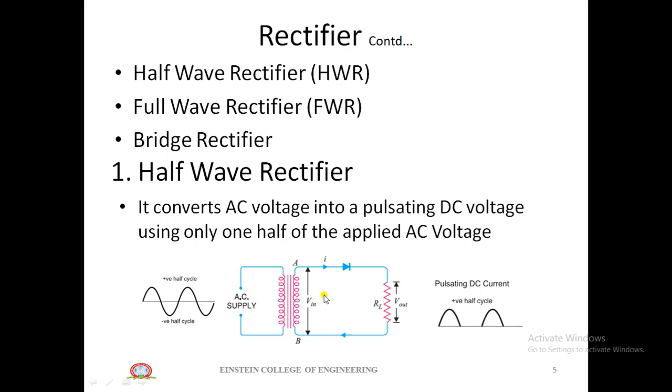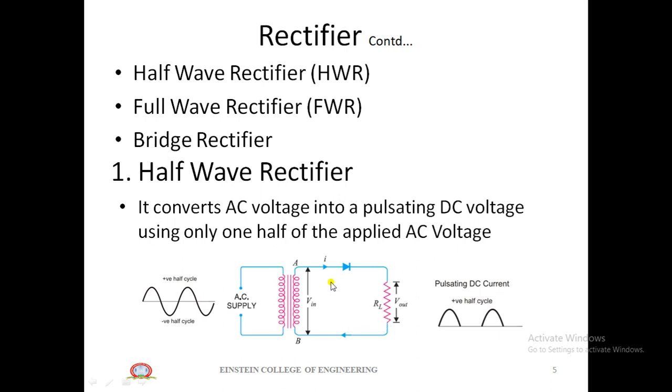During the positive half cycle, the point A will be more positive with respect to B. So the anode of diode D is connected to the more positive side. So diode D will get forward biased. So the diode is on and it starts to conduct current. So there will be a flow of current in the load resistance.